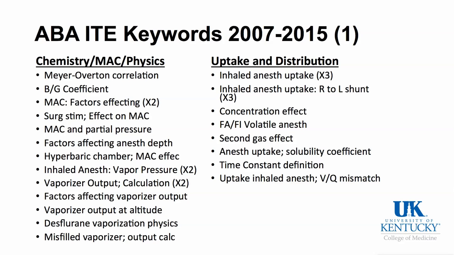We'll first look at the American Board of Anesthesia in-training exam keywords from 2007 all the way up to current 2015, and break it down into the major categories here of chemistry, MAC, physics, and uptake and distribution, and on the next slide into physiologic effects, toxicity and metabolism, and nitrous oxide as a standalone discussion.